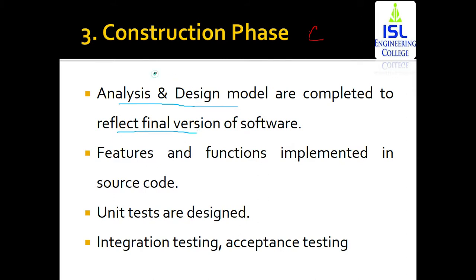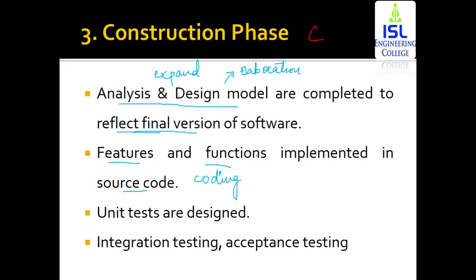What you're doing in here is you are going to expand the analysis and design view that was there in the elaboration phase. You're going to define that so that the entire complete version of the software can be developed. Within the construction phase, the different features that were told by the end user and the different functions that need to be implemented are going to be added within the source code. That is, the coding is going to be done in here.